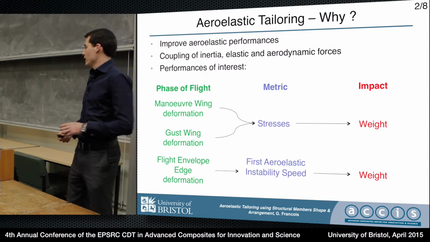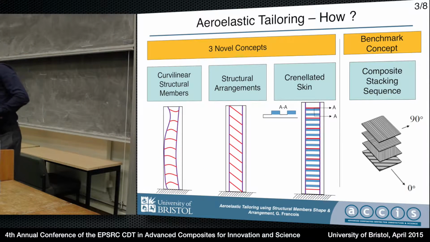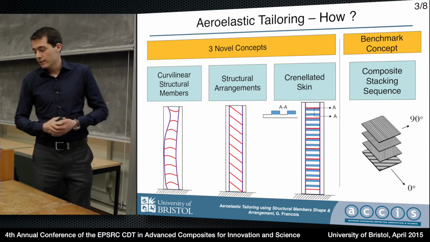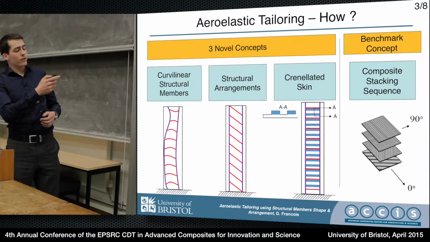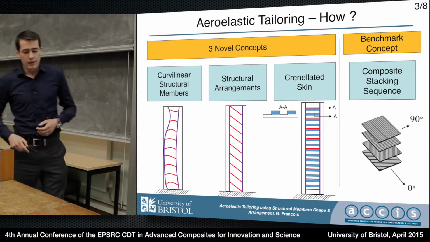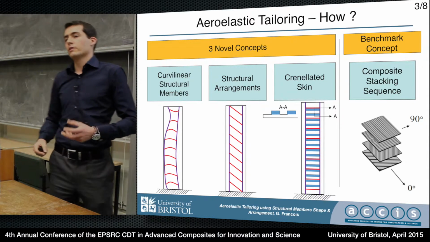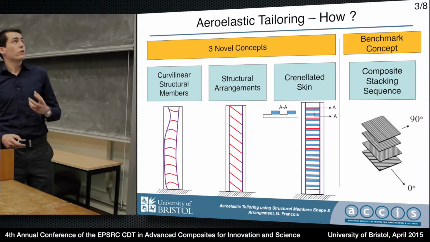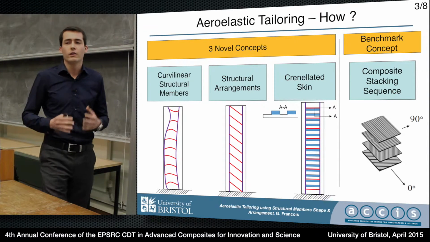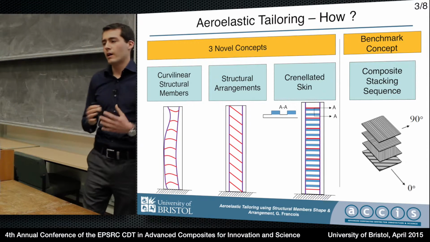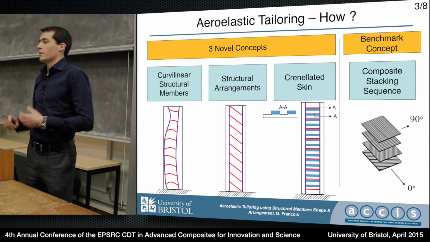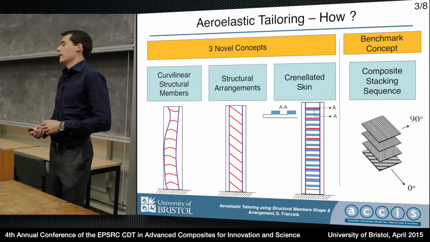So in my PhD, I looked into three novel ways to control aeroelastic performances. The first one is to use curvilinear structural members. So that means curved spars, curved stringers, and curved ribs. The second one is to use the structural arrangement. So here it's really the angle that different structural members are making with respect to one another. So it can be the angle between the ribs and the spars, it can be the angle between the spars and the stringers, and so on.